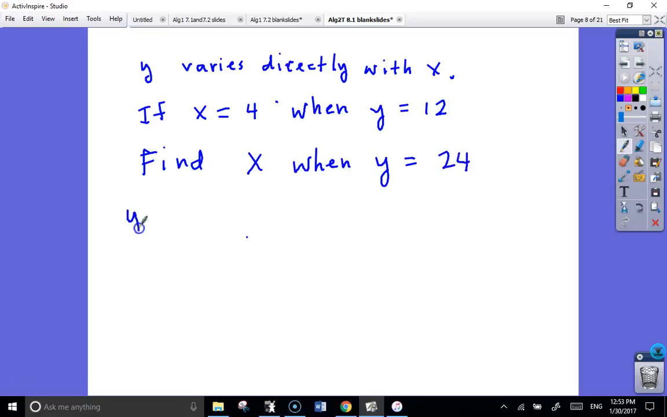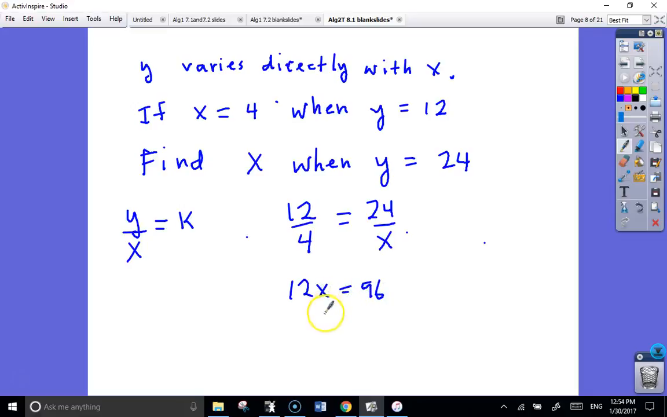Because y over x is constant, you could just set it up as a proportion. For the first point it's 12 over 4, and that has to be equal to whatever the y over x is for the second, so 24 over x. You could set it up as a proportion and just cross multiply. How many remember doing something like that? Okay, so 12x equals 96, divide by 12, and x equals 8.